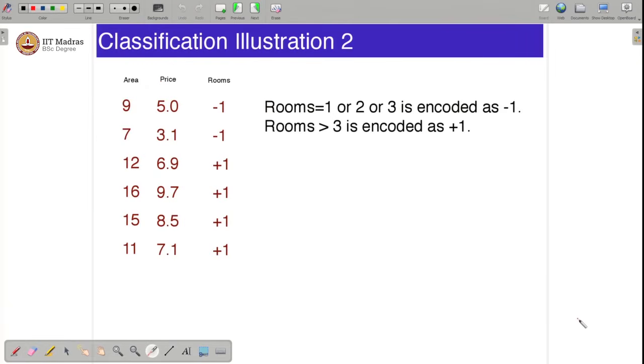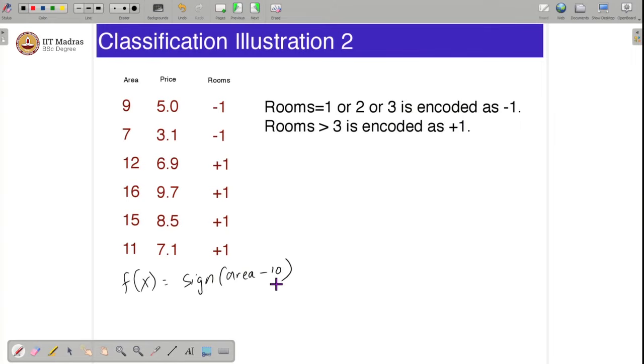So, now let us do one slightly more complicated example. It is pretty much the same complexity, just that it is more real in nature, that is, it corresponds to data which we can understand. Let us consider 3 models in this case. Let us consider the first model f as f of x is simply sign of area minus 10. This is the same data set that we saw earlier, where you want to classify the rooms as number of rooms, is it 3 or lesser or is it greater than 3.